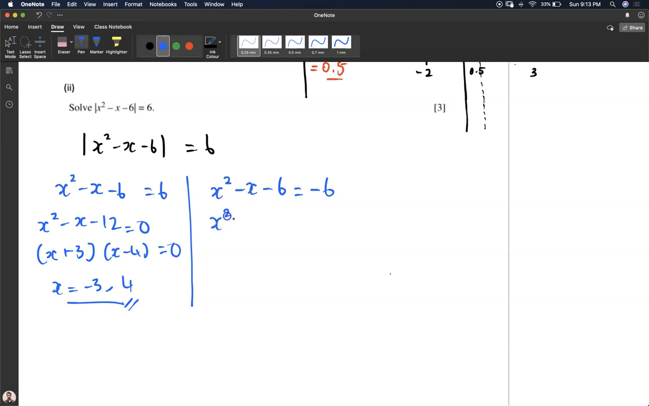Okay, x squared minus x equals 0. Factorize this: x times x minus 1 equals 0. So when you solve this quadratic, you have x equals 0 and x equals 1. That's it. Okay, so notice that if you forgot either the negative or the positive 6, you're going to miss out 2 values, so you will not get the full mark.